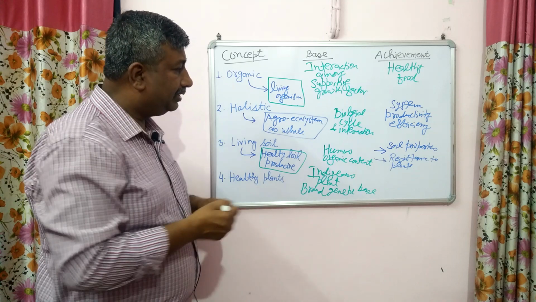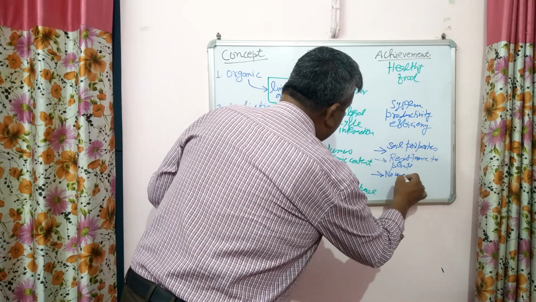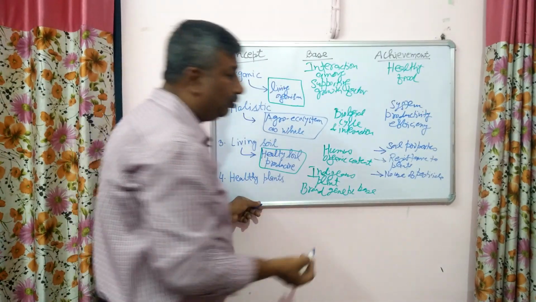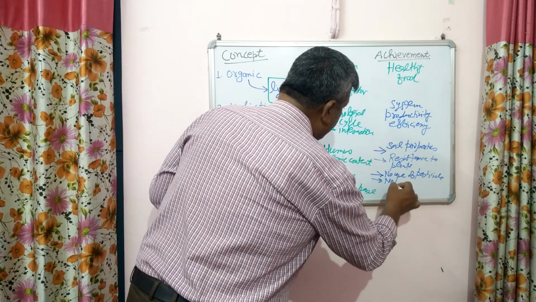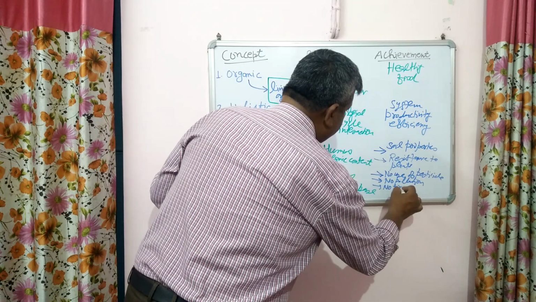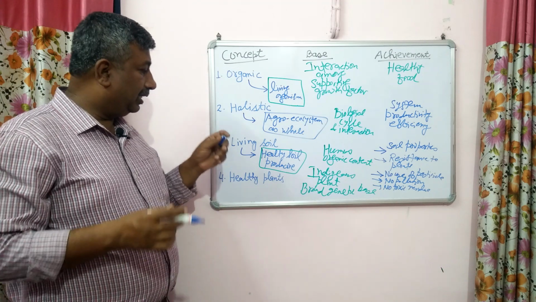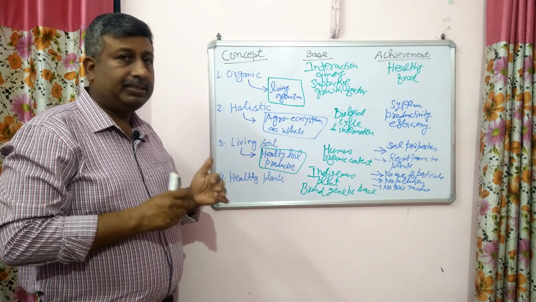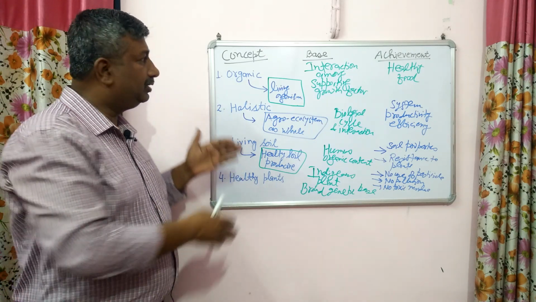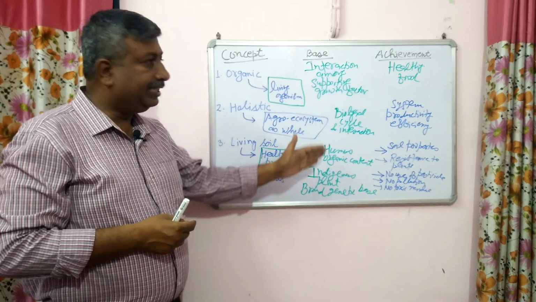So the achievement is no use of pesticide, so no pollution or pollution free environment, and no toxic residue in food or food system. So these are the advantages of growing healthy plants. It means no application of these chemicals or pesticides.